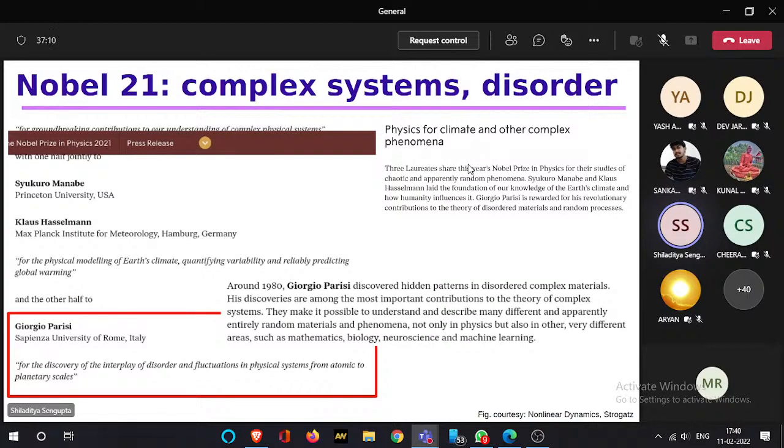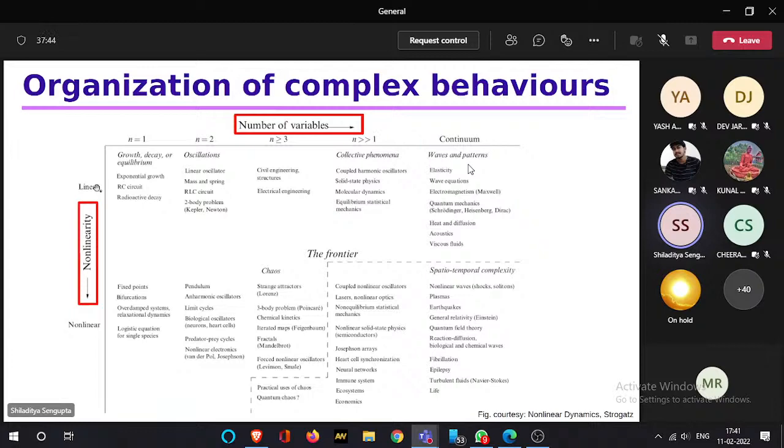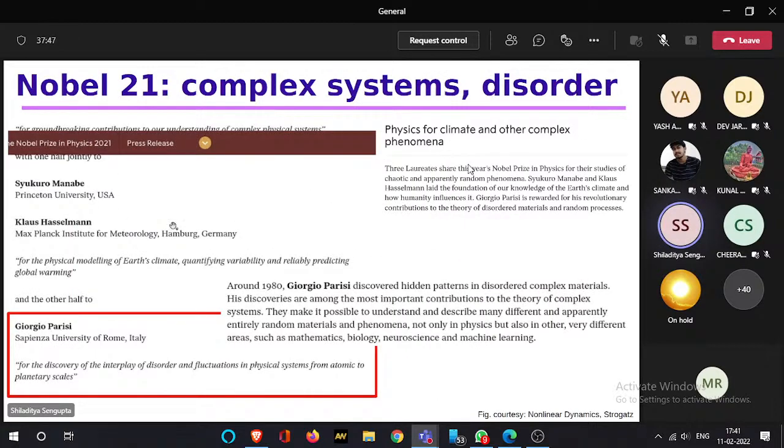Now I just wanted to say that this year, that is 2021, the Nobel Prize in Physics was awarded for research on complex systems and disorder. Probably you know there was an institute lecture covering this year's Nobel Prize. So three people, two of them worked on climate research, since the Earth's weather is a complex system. It has a huge number of variables and is non-linear. So they studied that particular system.